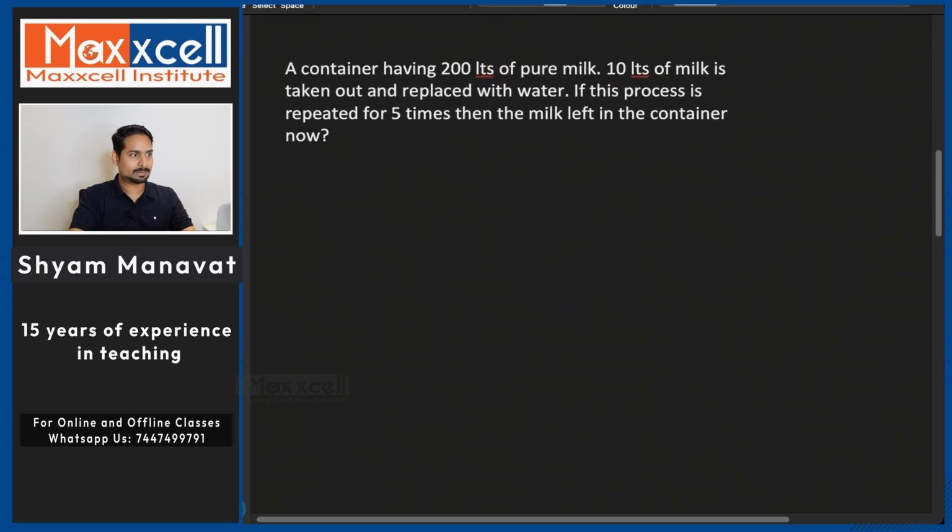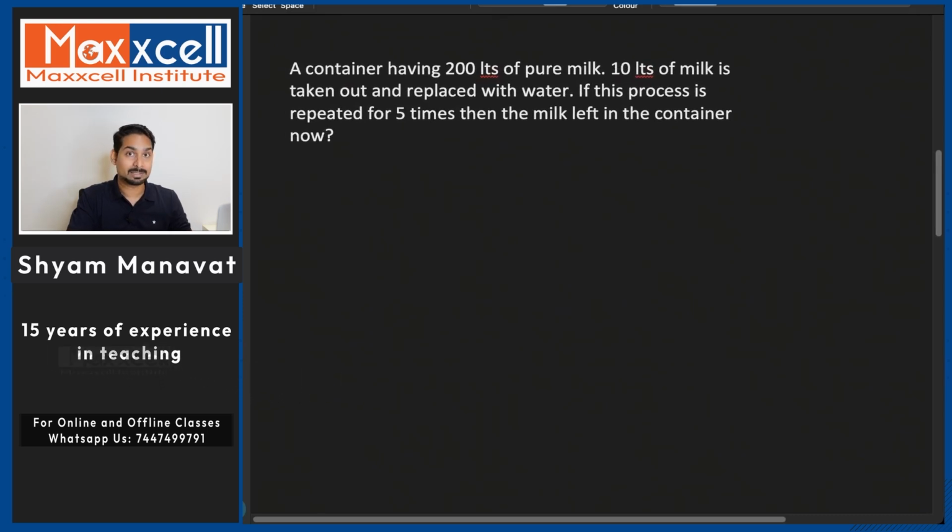I have taken a simple example because this is a concept builder video. Question number 1: a container has 200 liters of pure milk. 10 liters of milk is taken out and replaced with water. If this process is repeated 5 times, how much milk is left in the container now?